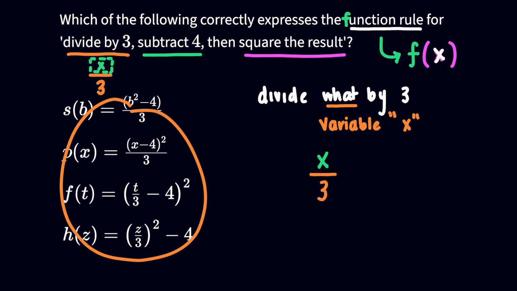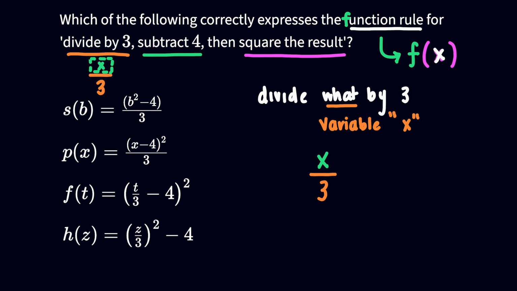Now what you can do is start looking for incorrect responses as well. For the first one, here is my b value, and it's over the whole entire thing. It's still being divided by 3, so maybe we'll keep that for now. Here is an x, as they're using the variable. It is being divided by 3, so that's fine. Here is our variable t. It's being divided by 3. That's fine, and the same thing goes for this. So we can't really get rid of anything just yet, so let's keep moving.